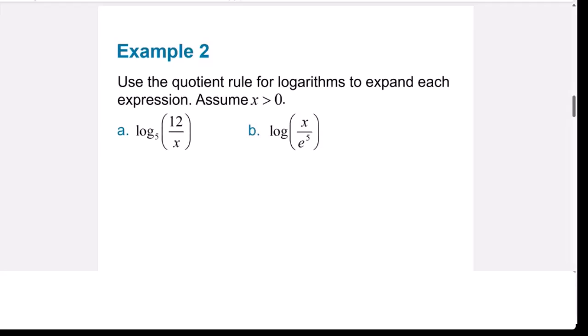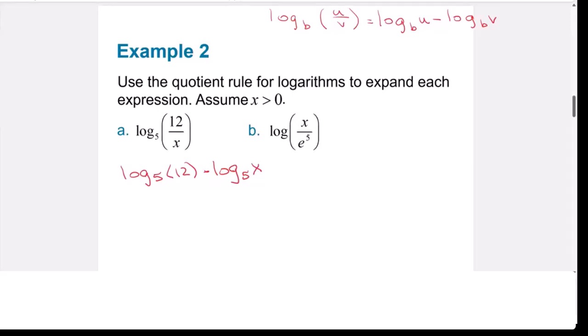Let's use our quotient rule. Our quotient rule says if we have the log base b of u divided by v, that's equal to the log base b of u minus the log base b of v. Here, this becomes the log base 5 of 12 minus the log base 5 of x, okay?